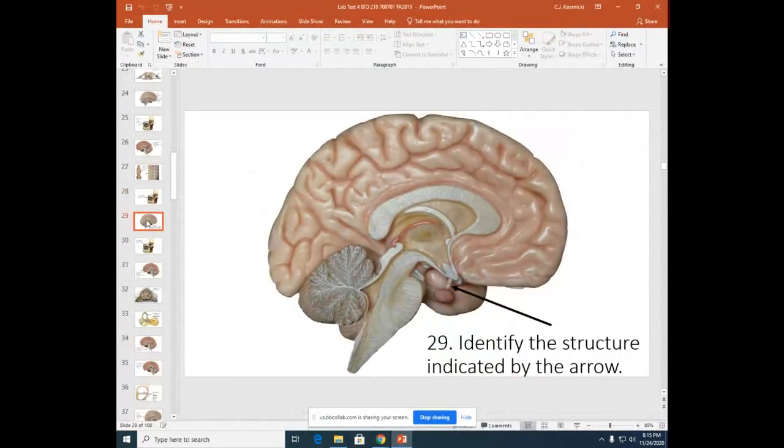Okay. Back here in the brain. All right. Identify the structure indicated by the arrow. That one's a tough one.